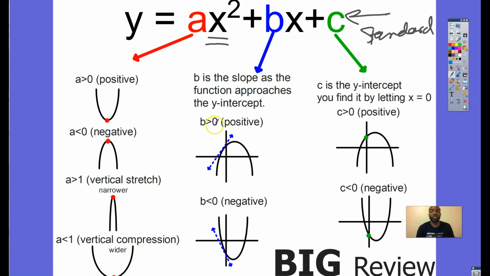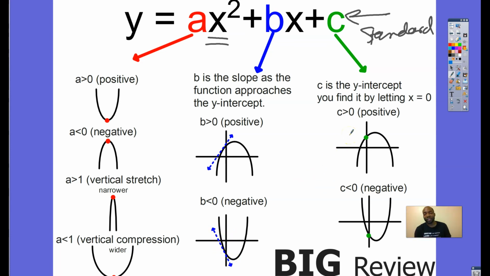Your b, if b is greater than 0, b is the slope as the function approaches the y-intercept. If b is greater than 0, then as the line approaches the y-intercept, it's going to look like a positive slope. It's going to look like it's rising to the right. If b is less than 0, as it approaches the y-intercept, it's going to look like a negative slope. It's going to rise to the left.